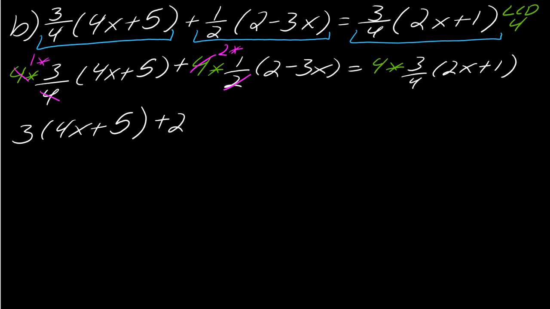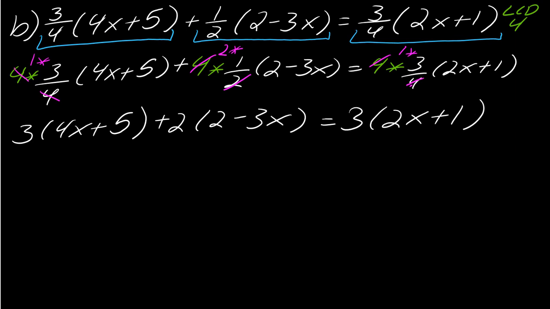So this is going to leave me with 2 in front, and I leave the parentheses intact. And then 4 goes into 4 once. So 1 times 3 is 3. And so then here's what I'm left with. And so now I can go ahead and distribute and do all that good stuff.